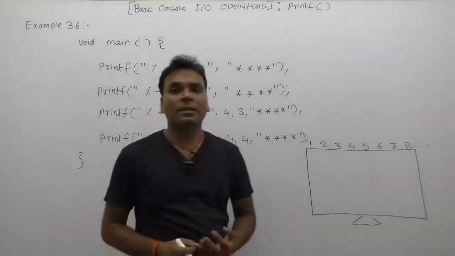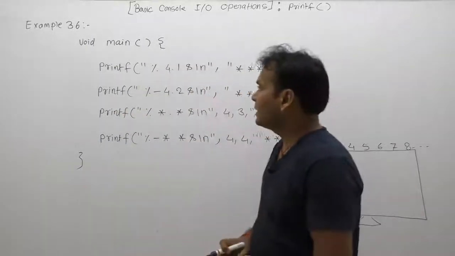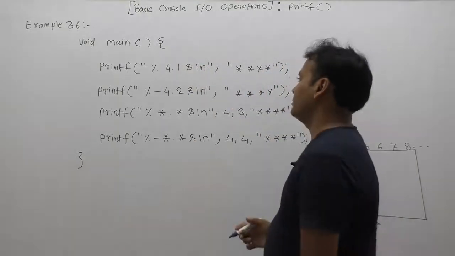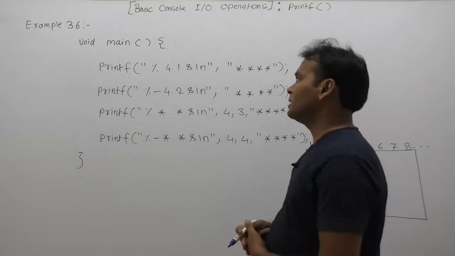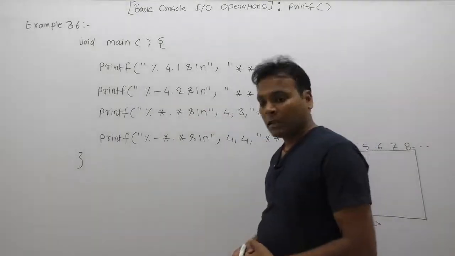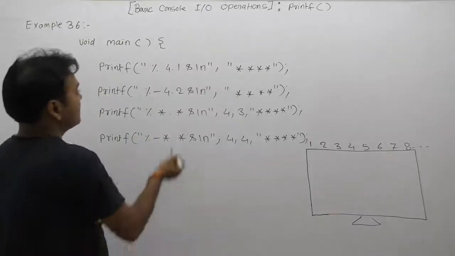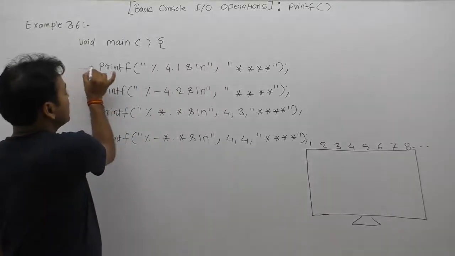Let's see another example of printf functions. In that case, we are using different flavors of printf according to width specifier, flag value, asterisk or dynamic values, or character figures. In the first case, this is the normal one, nothing new.